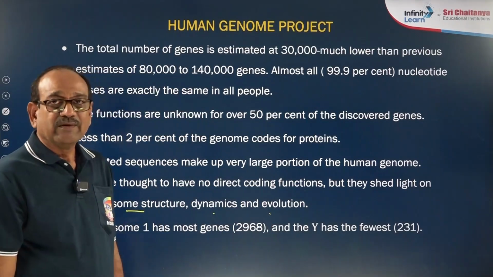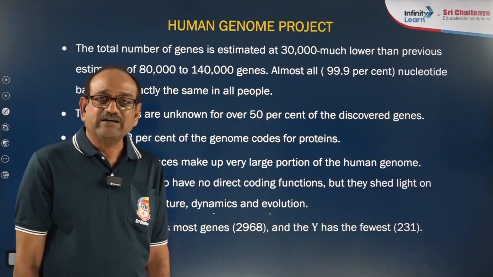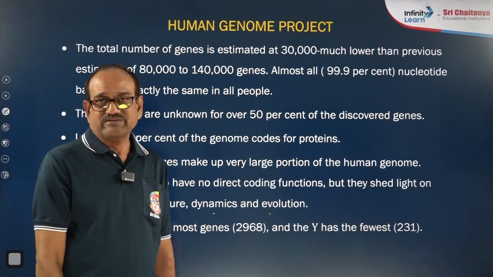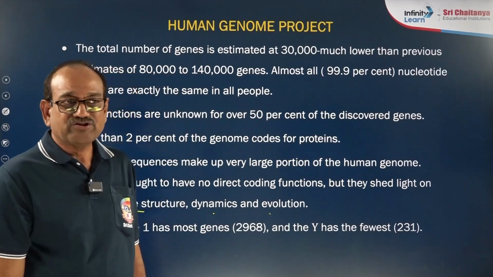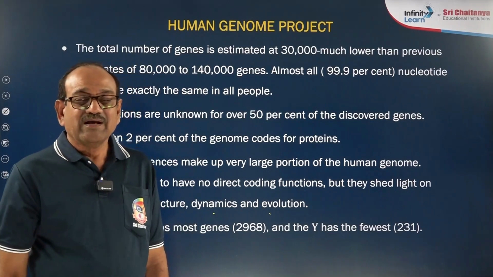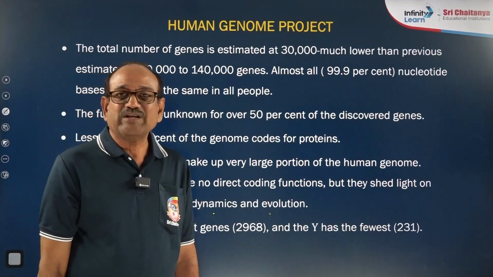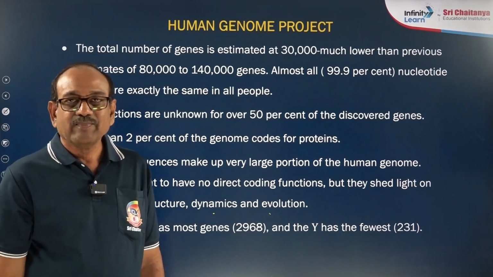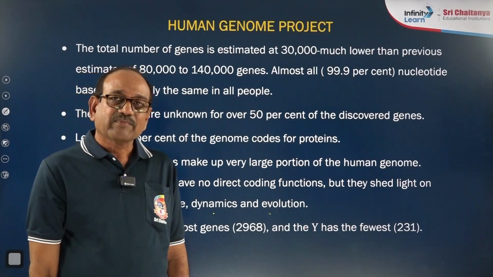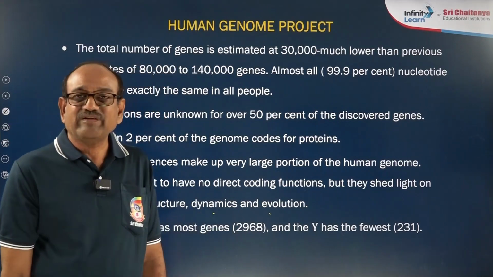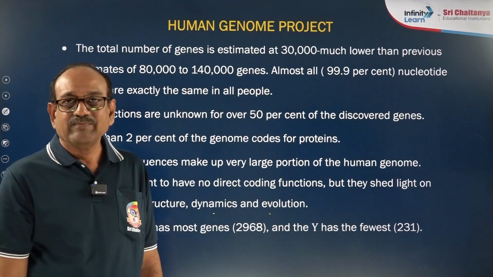And dynamics, that is the behavior of chromosomes during cell division, as well as evolution. For example, why does our genome contain a large amount of non-coding sequences? It sheds light on human evolution actually. Mammals evolved from reptiles. That is, our genome still contains many reptilian genes, but these genes are switched off. Reptiles evolved from amphibians. Our genome also still contains certain amphibian genes which are switched off.